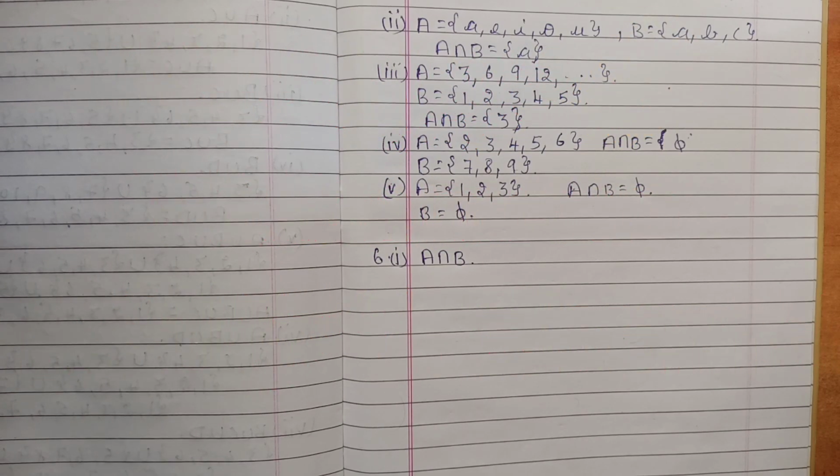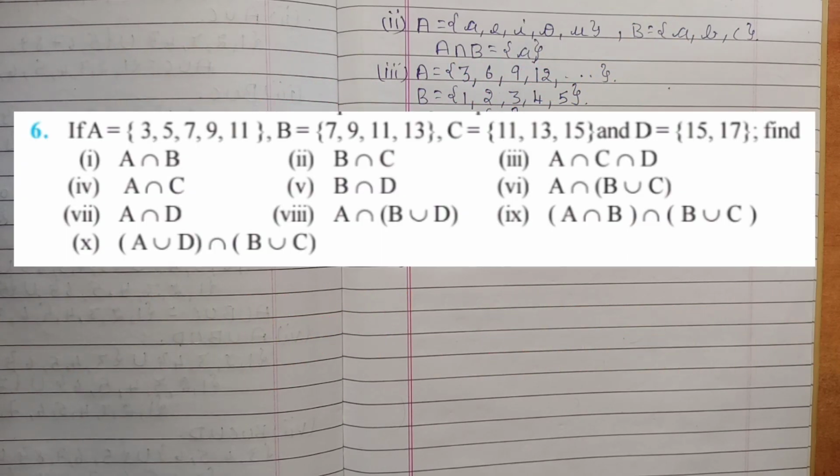We'll move to the sixth question. If A is equal to {3, 5, 7, 9, 11}, B is equal to {7, 9, 11, 13}, C is equal to {11, 13, 15}, and D is equal to {15, 17}, find the sub-questions. A intersection B.